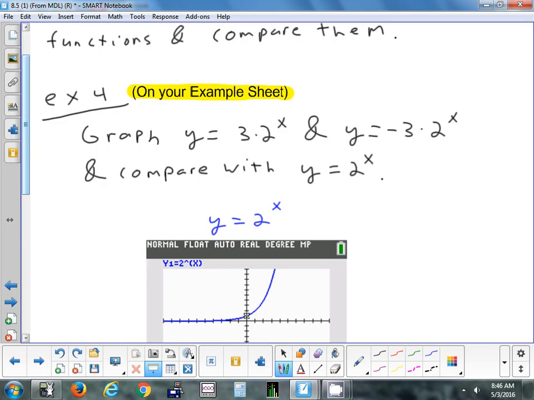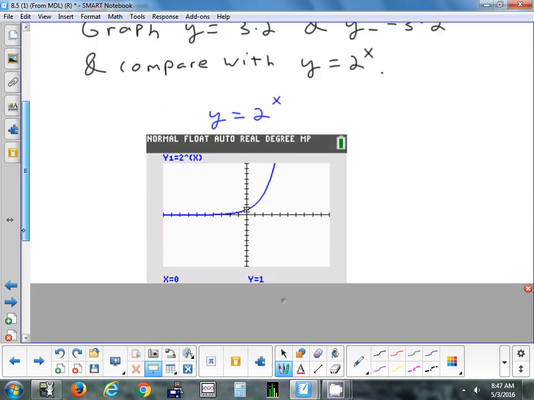I want to look at what happens when I put a 3 in front of it, and then when I put a -3 in front of it. Does anybody have a guess what's going to happen when you put a 3 in front of the 2? It's going to change the picture a little bit. Anyone have a guess how it's going to change? Let's take a look at it.